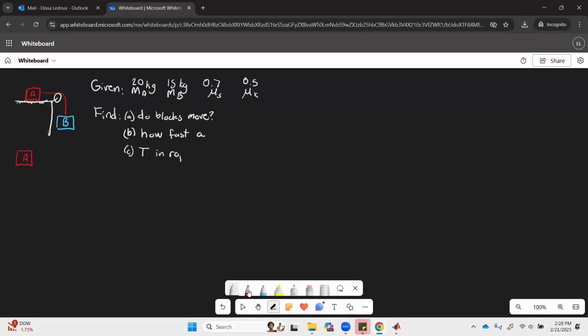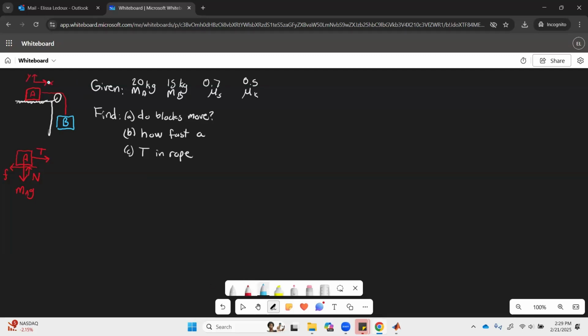Okay, so for A, we've got the weight of A, MAG, pushing down, and we've got the normal force pushing up. Then we also have friction trying to keep A from sliding. And then we've got the tension here that's trying to pull A. And the coordinate frame for A has X in the direction of motion and Y perpendicular.